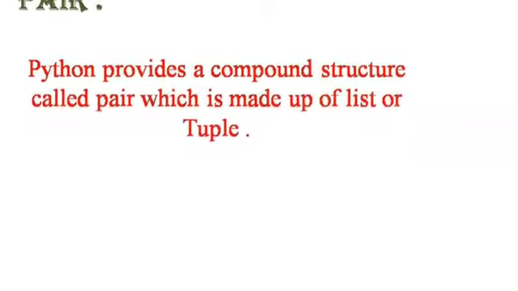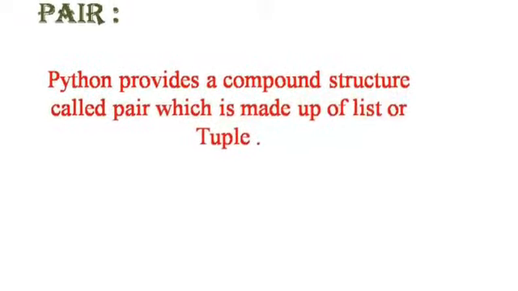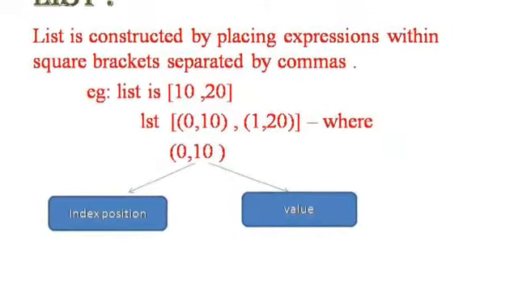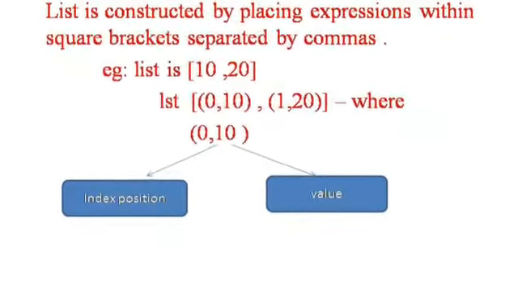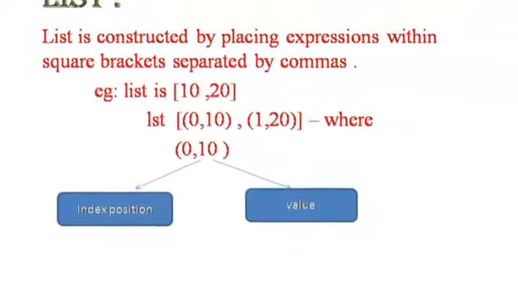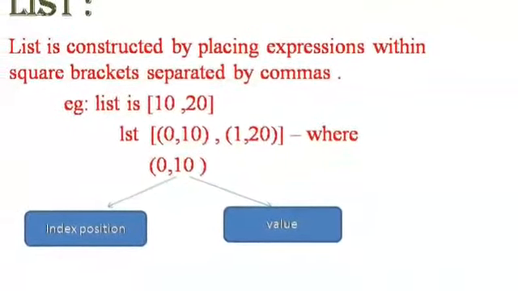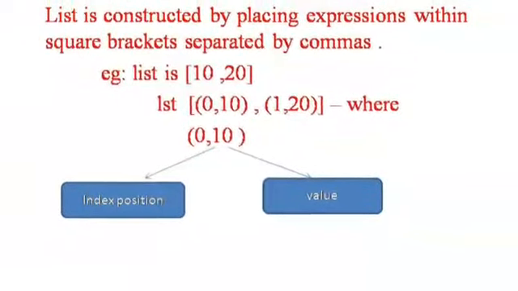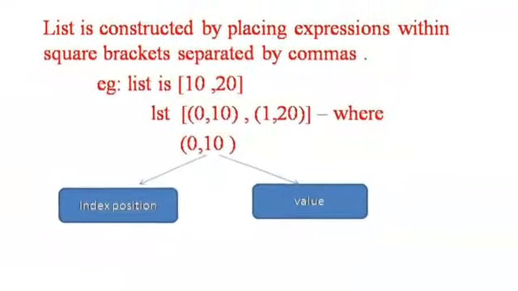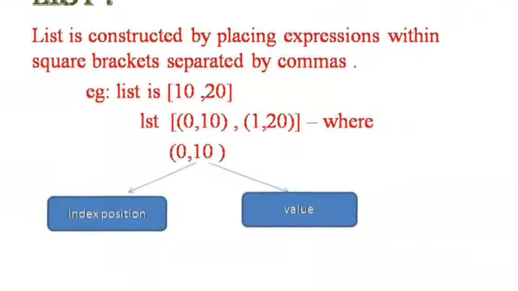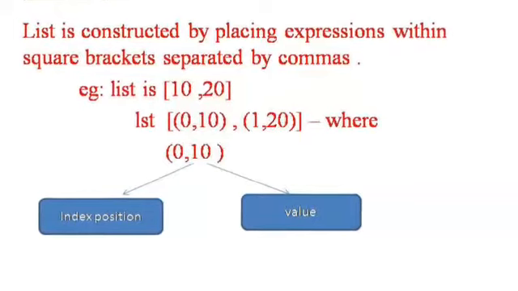Now we will see each one with an example. First one is list. What is a list? A list is constructed by placing expressions within square brackets separated by commas. Now look at this example for list. Open square bracket 10, 20 close square bracket.